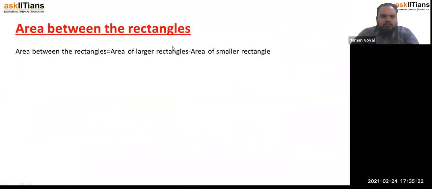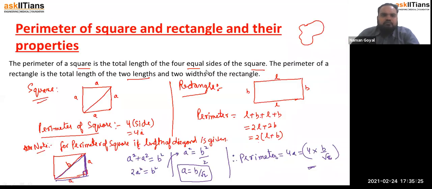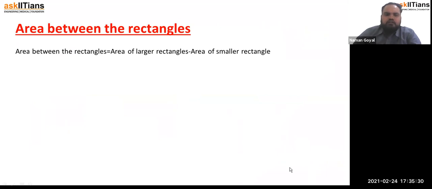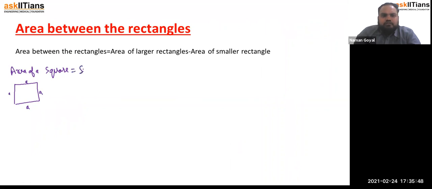Okay, now area. See, this was the perimeter of the square, and if I'm talking about area, what is the formula for the area of a square? I'm asking the area of a square. See, if there is a square with side a, the area of a square is what? Side square, isn't it? So it will be a square. This is the first thing. And the second thing is what? Area of a rectangle.